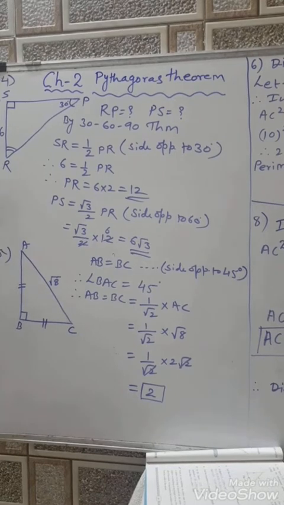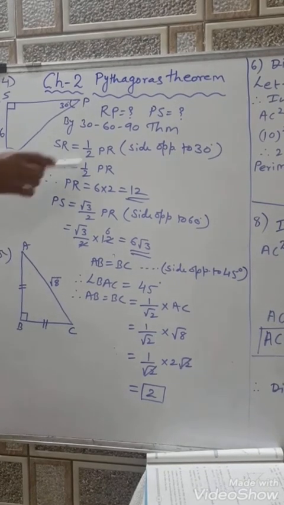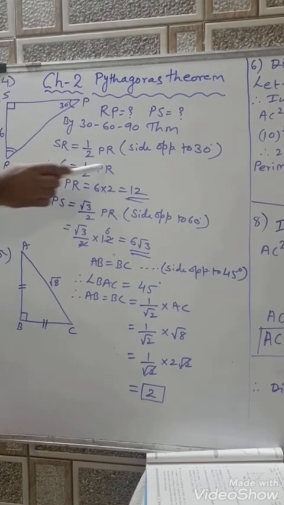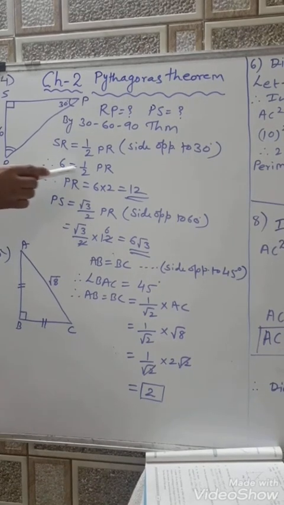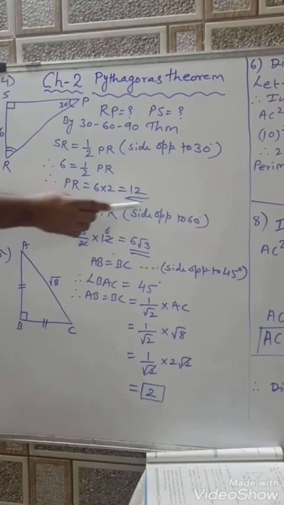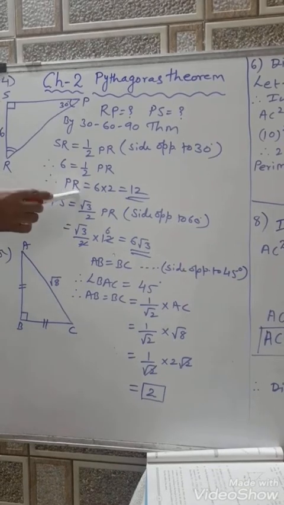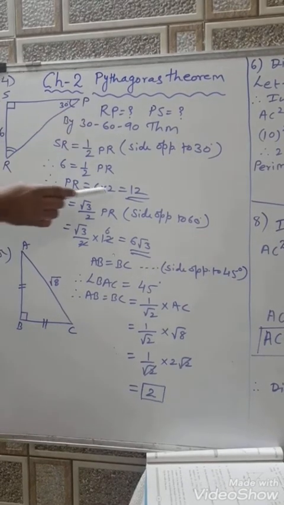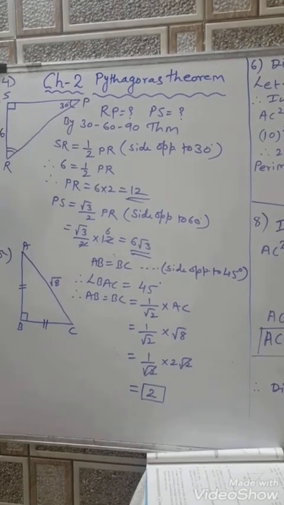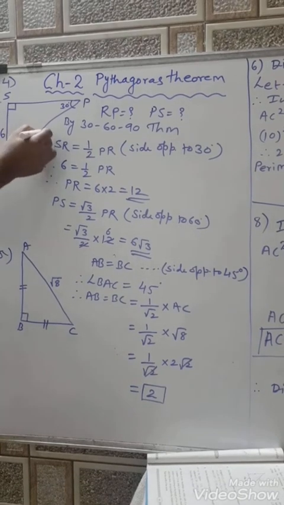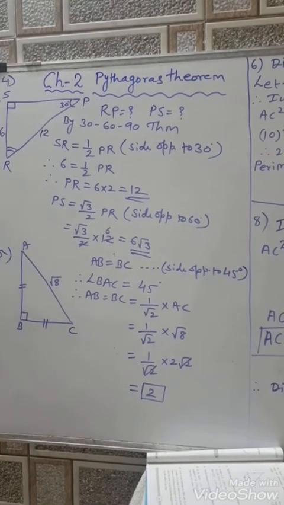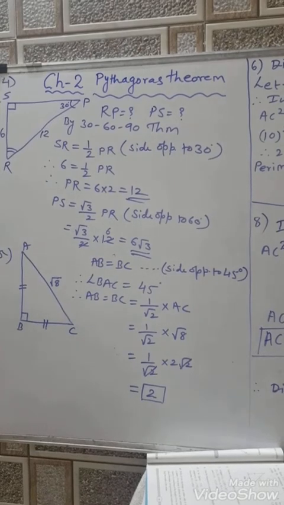SR is given as 6. So we write here 6 equals 1 upon 2 times PR. Now shift the 2 to this side. So 6 multiplied by 2, you get 12. This way we got the value of PR, it is 12. The PR value is 12. Now you have to find PS.